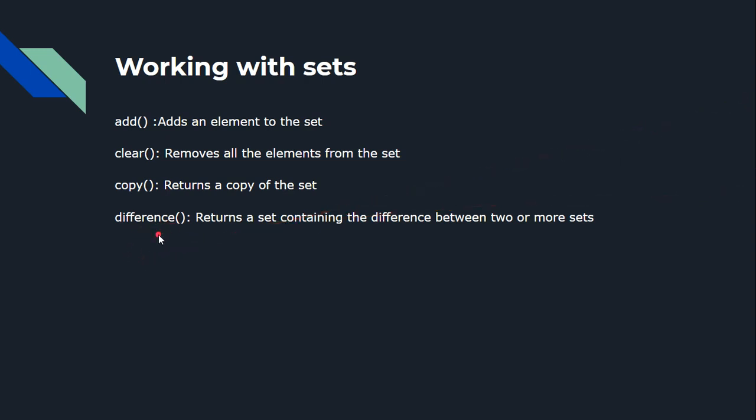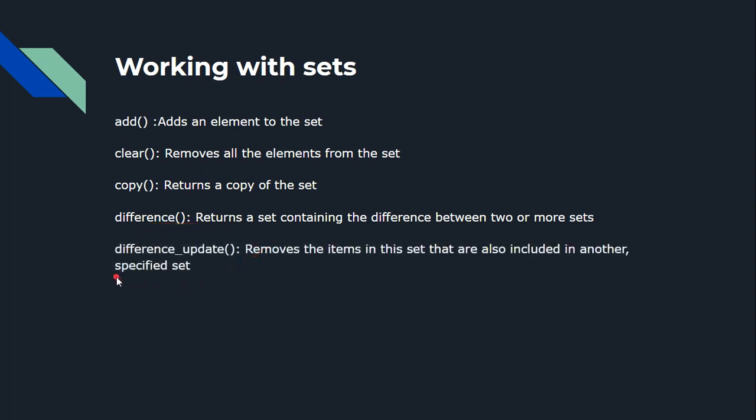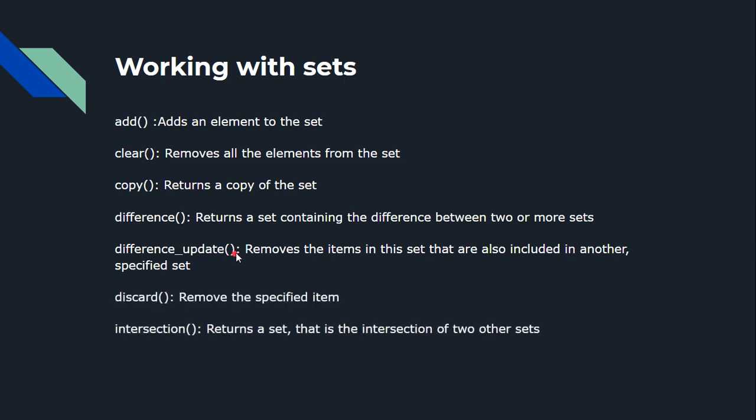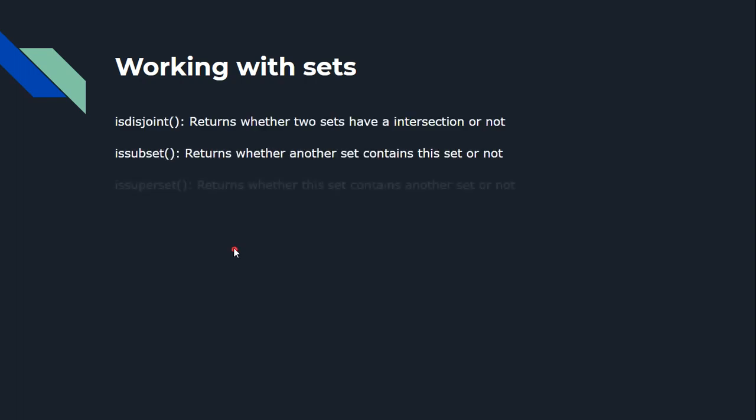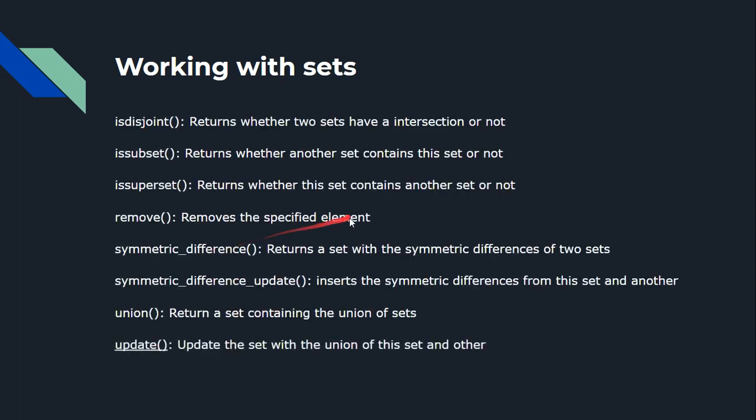Next is difference. The difference gives you the difference between set 1 and set 2. We can use either the minus operator or the difference method. Next is difference update. Next is discard. There are lots of functions remaining.